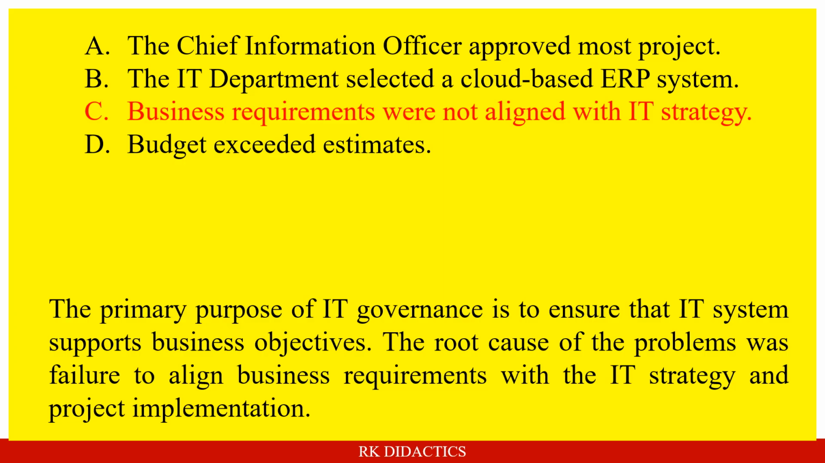So the primary purpose of IT governance is to ensure that IT systems support business objectives. The IT system that will be acquired should support or promote the business activities. That is actually the main job of IT governance. So the root cause problem was failure to align business requirements with the IT strategy and project implementation.